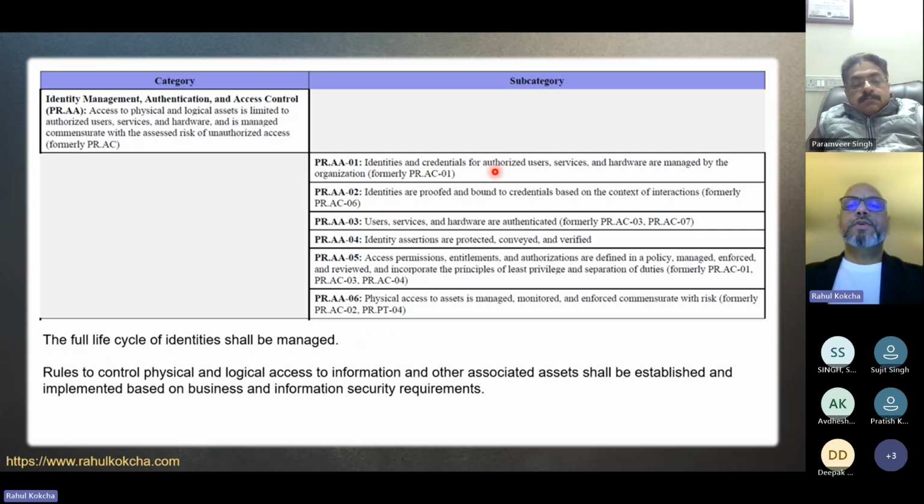So this is identity and credentials for authorized users, services, and hardware being managed by the organization. And this is also talking about the same thing. Second is the rules to control physical and logical access. This is again coming from 27001. And here also it is covering both physical and logical. So users and services are more like logical access. Fine. While this is physical access, and the access permissions and all, this is logical access. And the last, they have given physical access as well. Right. And here it says that these need to be access controlled. Fine. So here also talking the same: the assets are managed, and the access to these assets is managed. Fine. So covering more or less the same thing.